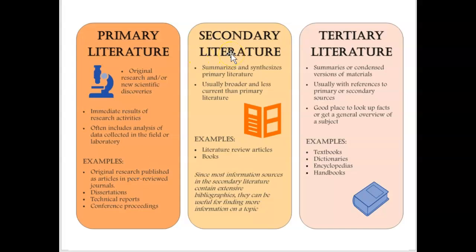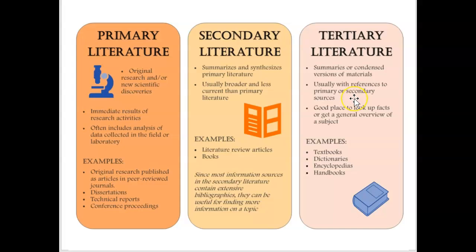A secondary literature or secondary source is a literature review about my original paper. So let's say you did a literature review on my original paper. That literature review that you did is considered a secondary literature or secondary source. And the reason why is because it's a summary or a synthesis of my original paper.